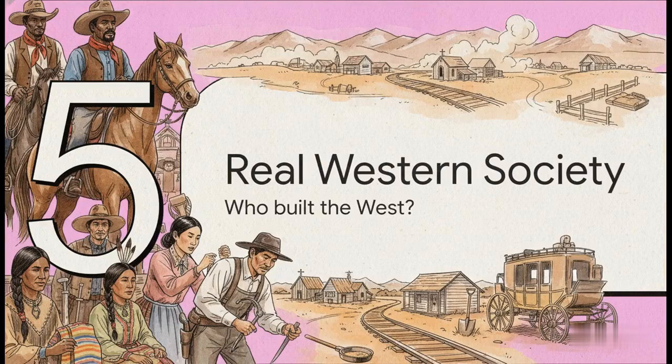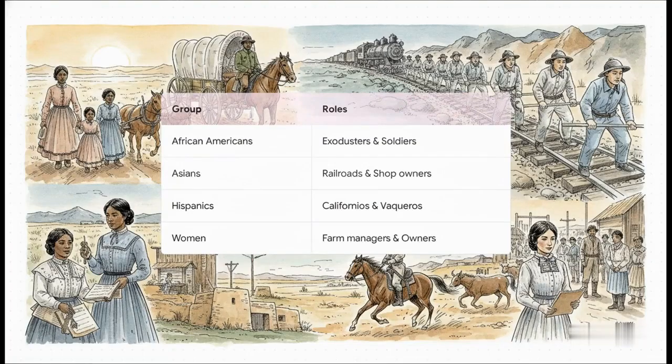Section 5. The Real Western Society. When we look closely at who is actually living in these new settlements, the reality is way more diverse than the myths. The true demographics of the West were incredibly diverse. We see African Americans, like the exodusters migrating to Kansas, and the famed Buffalo Soldiers. Asian immigrants, especially Chinese workers, were absolutely instrumental in building the railroads.